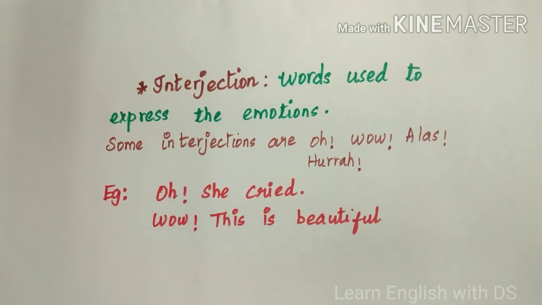Oh, she cried. In this sentence, oh is an interjection used to show the emotion. Next one, wow, this is beautiful. In this sentence, wow is the word used to show the emotion, how they are feeling. So, these words are called interjections.